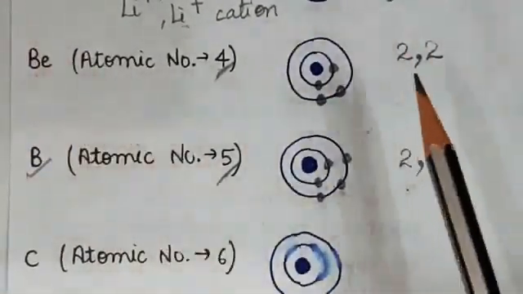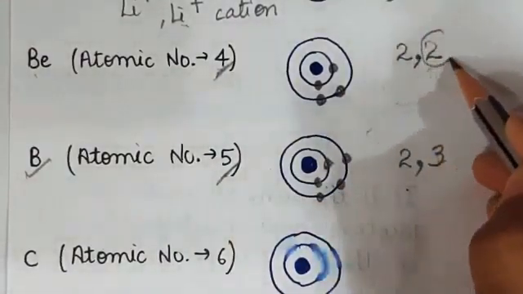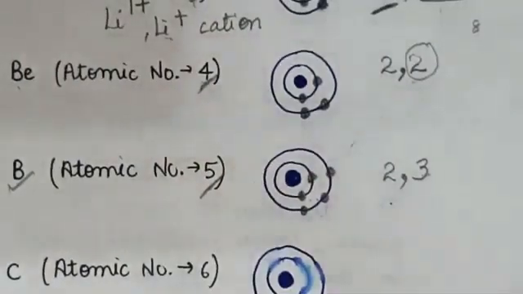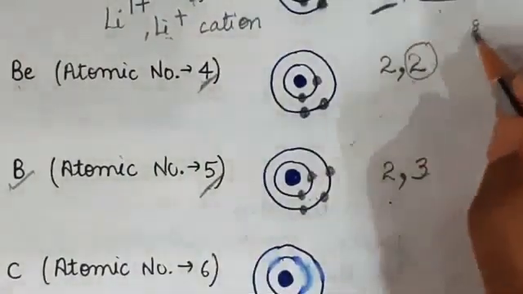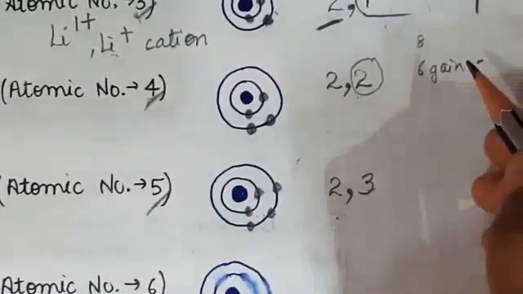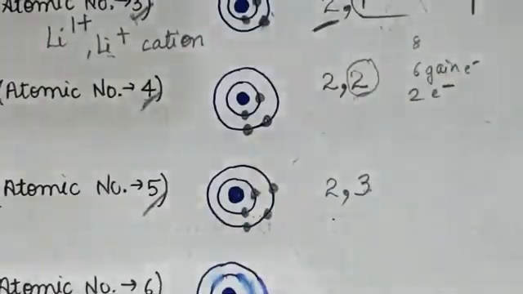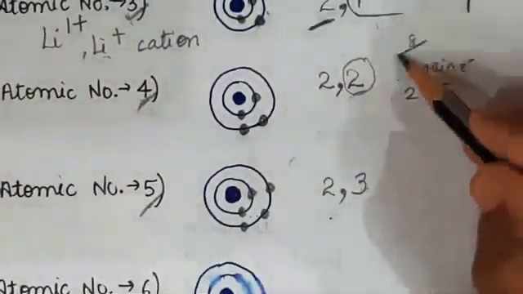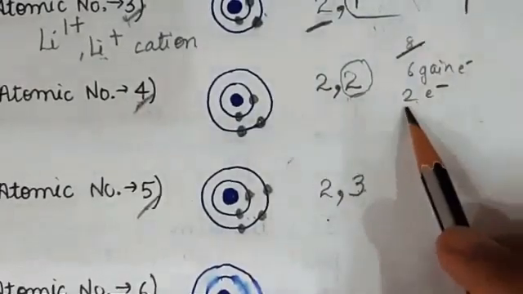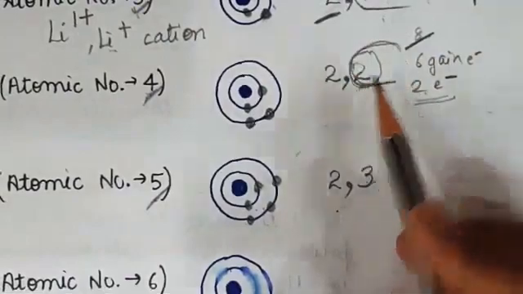Beryllium. You have written down the electronic configuration. Now the outermost shell we need to make 8. So how can it be achieved? Either it will gain 6 electrons or it will lose these 2 electrons to achieve octet configuration. So which one is easy out of these two? Losing 2 electrons is easy. So 2 electrons are lost.